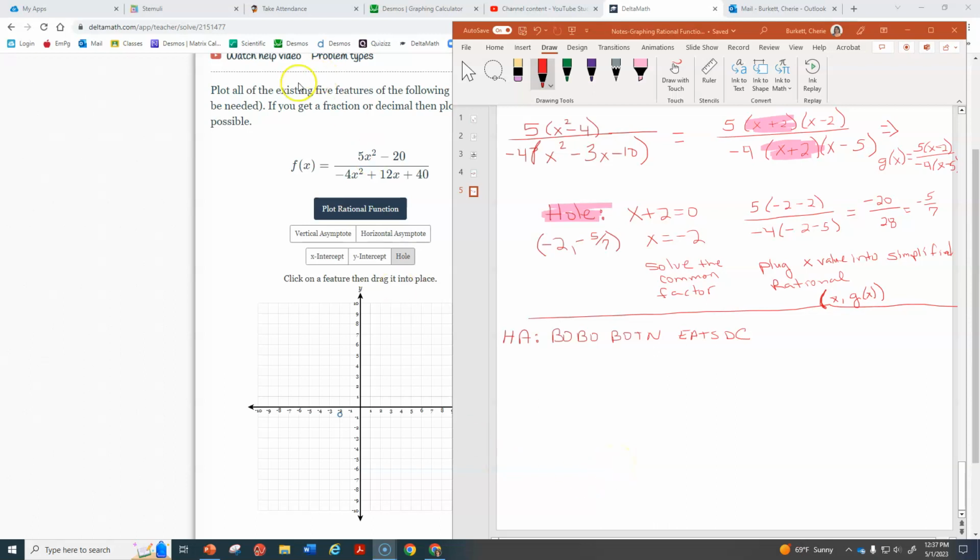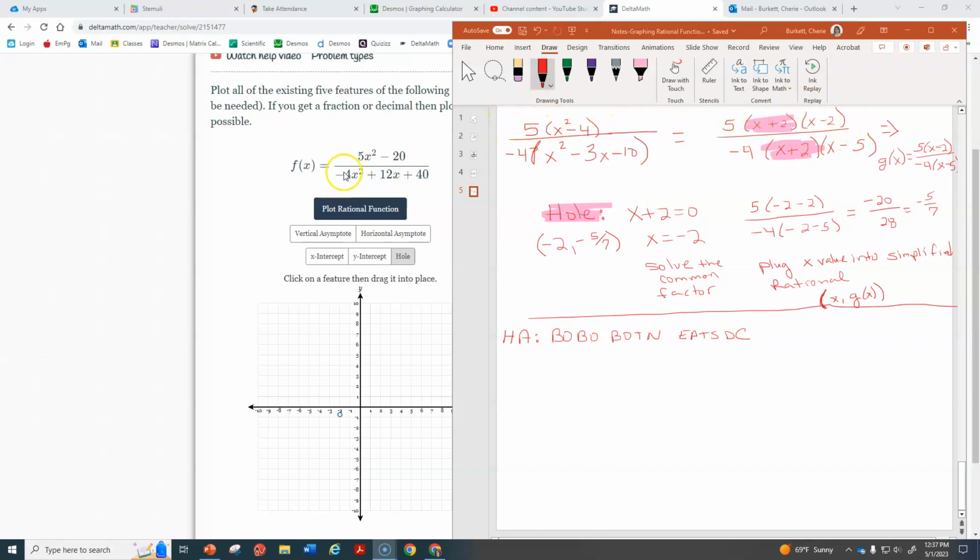Okay, so the last thing that I'm gonna help walk you through is the problems on Delta Math where you actually have to graph. So I've written the given problem down. I factored out the 5 on top. That left me the difference of two squares, which factors to x plus 2 times x minus 2. So this is the progression of the factoring that I did on top.